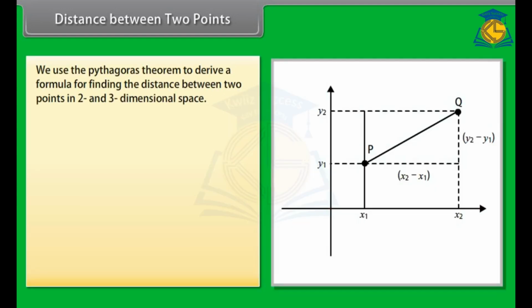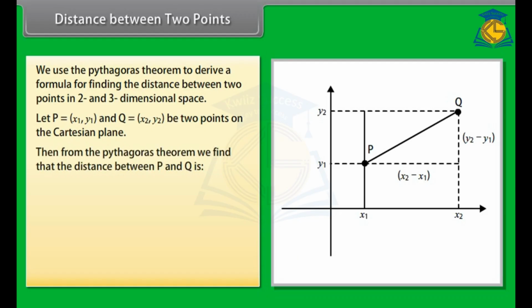Distance between 2 points. We use the Pythagoras theorem to derive a formula for finding the distance between 2 points in 2 and 3-dimensional space. Let P equal to (x1, y1) and Q equal to (x2, y2) be 2 points on the Cartesian plane as shown in the figure. Then from the Pythagoras theorem, we find that the distance between P and Q, PQ, is equal to the square root of (x2 minus x1) square plus (y2 minus y1) square.